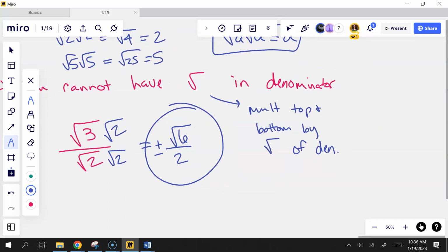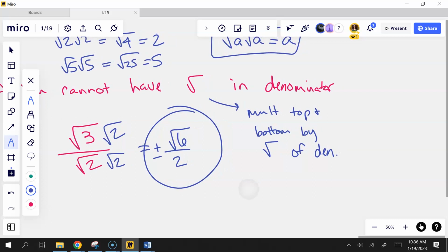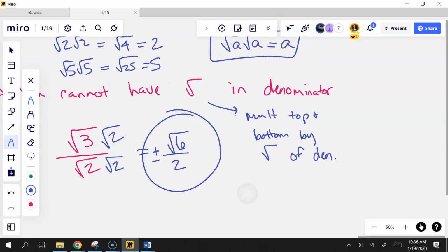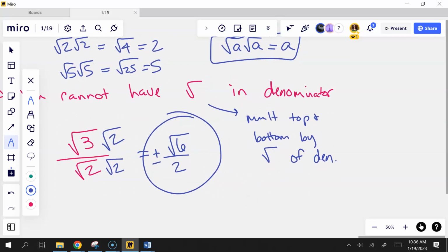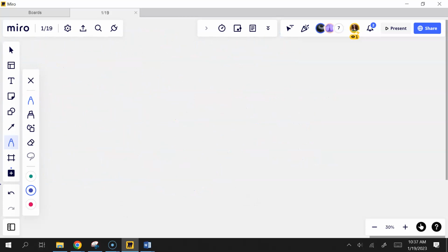Let's do another. This is called rationalizing the denominator, by the way, in case you wanted to know. I don't have to know that, but just to let you know. Simplify. I did not anticipate doing this today, so I'm sorry I'm going off the cuff here.